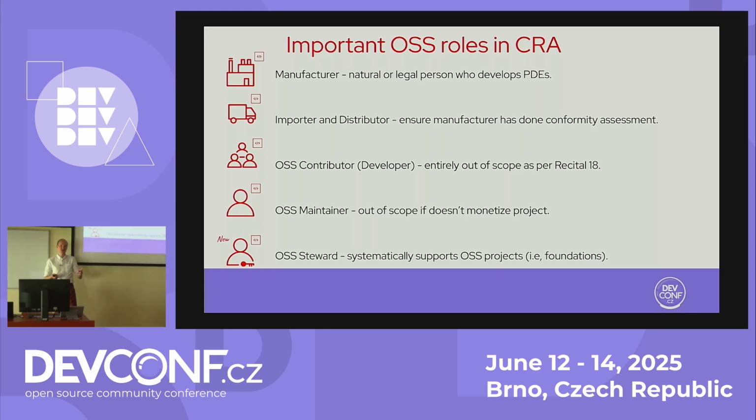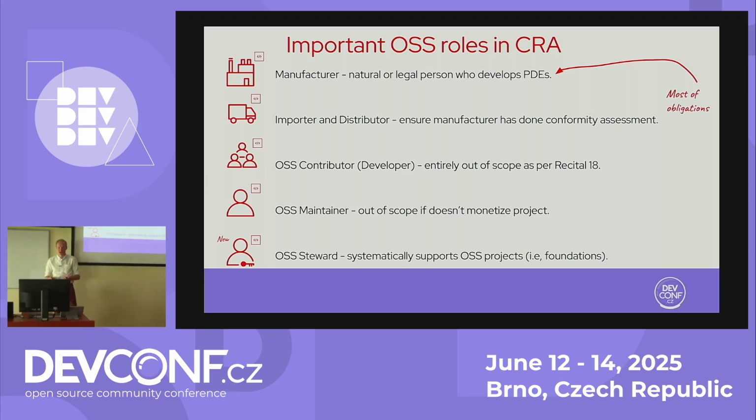And the brand new role that actually didn't exist before is the open source software steward, who systematically supports open source projects. You can think about them as foundations, for example, the Linux Foundation or Eclipse Foundation or others, who try to support a number of open source projects and try to keep these communities going. Okay, and this is the new role under the CRA, which doesn't have a lot of obligations at first glance, but would be very, very important as a critical bridge between the manufacturers and open source developers and consumers.